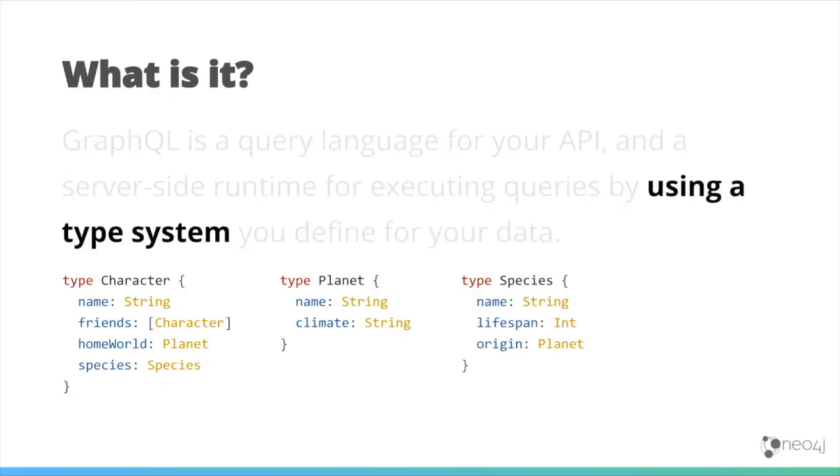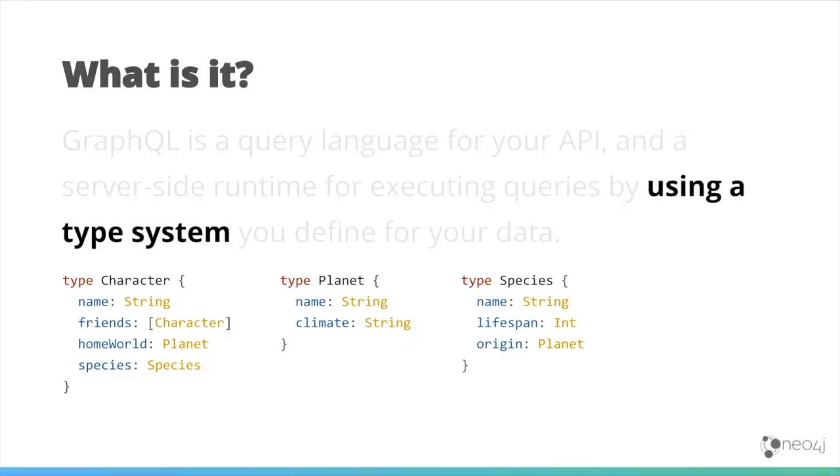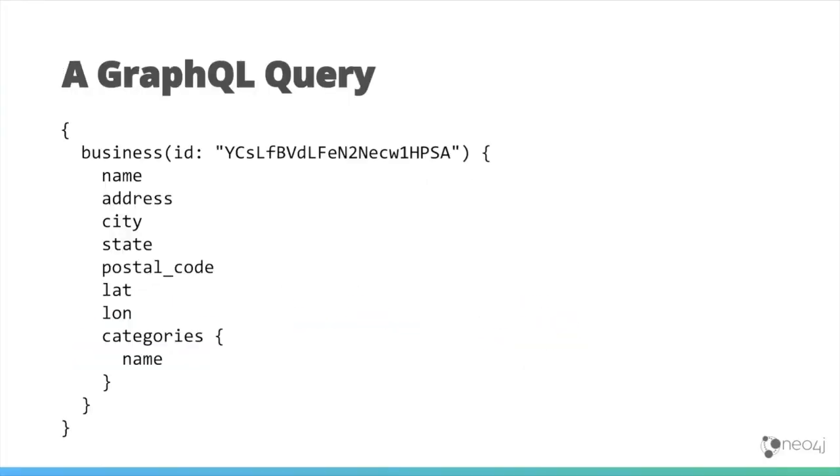So for example, on this one, we'd be able to search for characters or planets or species. And then once you've searched, for example, character, you could indicate which fields you wanted to come back. You could say, okay, I want to get back the name, then I want to get back my friends, and for my friends, I want to get back their name, and I want to know what their home world is. And you can kind of keep going down this tree of the data structure. This is what a zoomed-in example query looks like.